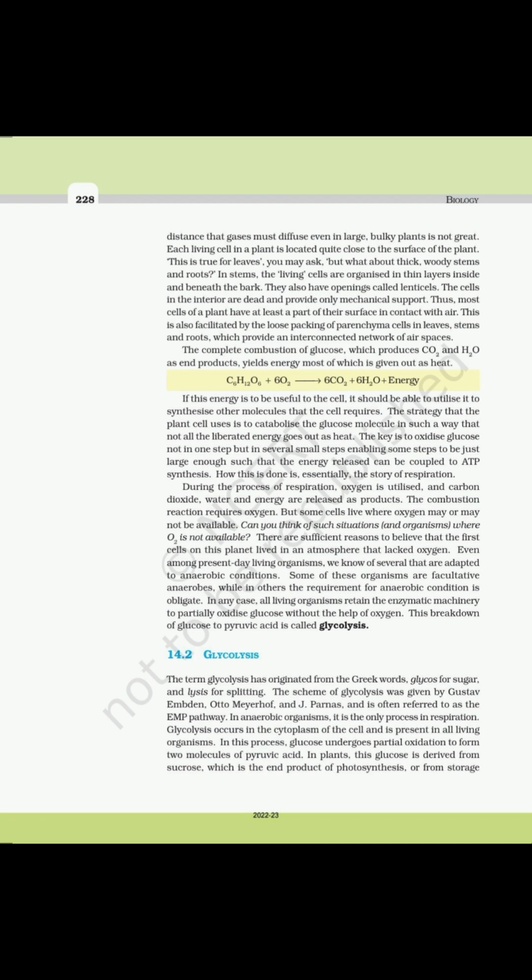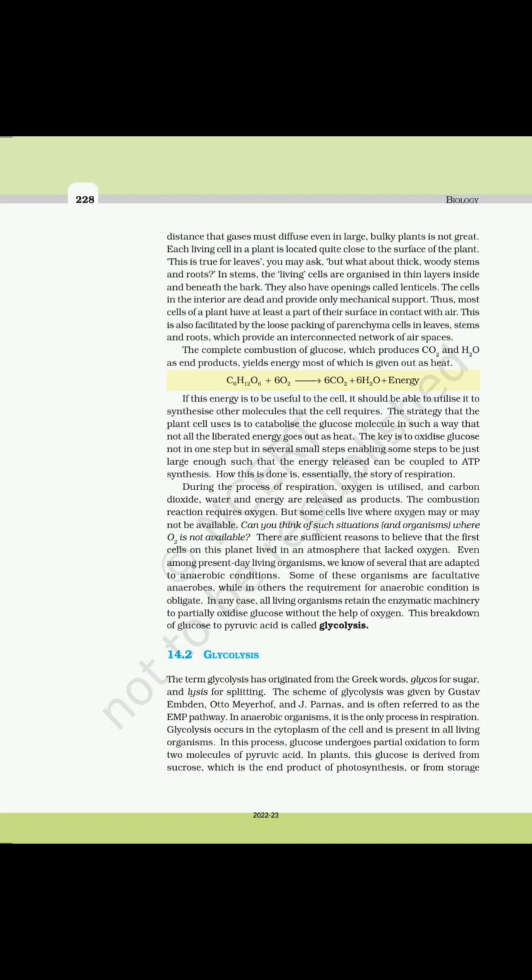This breakdown of glucose to pyruvic acid is called glycolysis. 14.2 Glycolysis. The term glycolysis has originated from the Greek words glykos for sugar and lysis for splitting. The scheme of glycolysis was given by Gustav Embden, Otto Meyerhof, and J. Parnas, and is often referred to as the EMP pathway. In anaerobic organisms, it is the only process in respiration. Glycolysis occurs in the cytoplasm of the cell and is present in all living organisms. In this process, glucose undergoes partial oxidation to form two molecules of pyruvic acid.